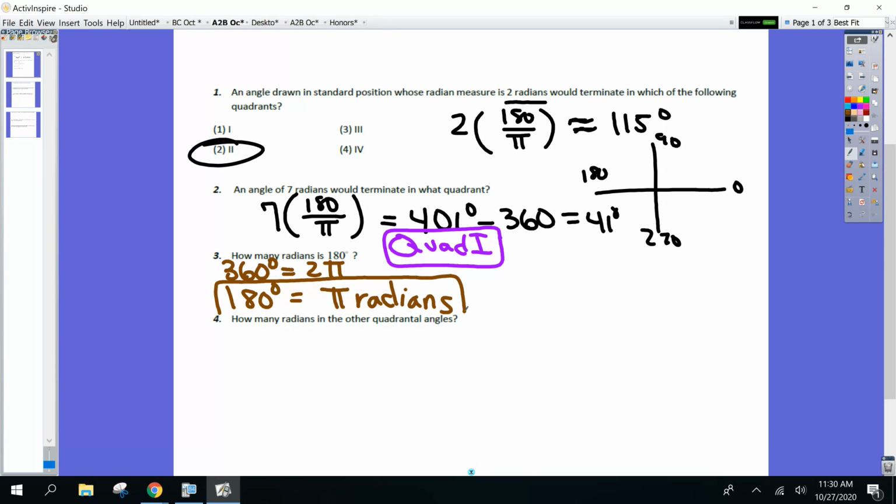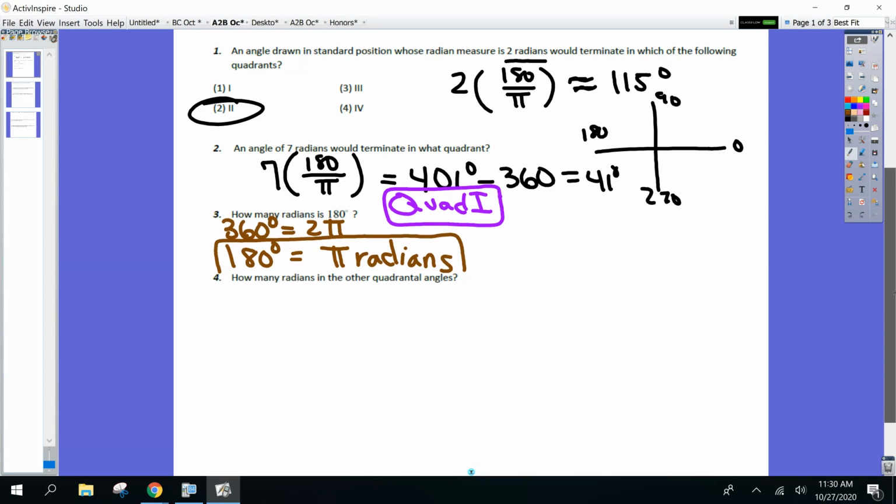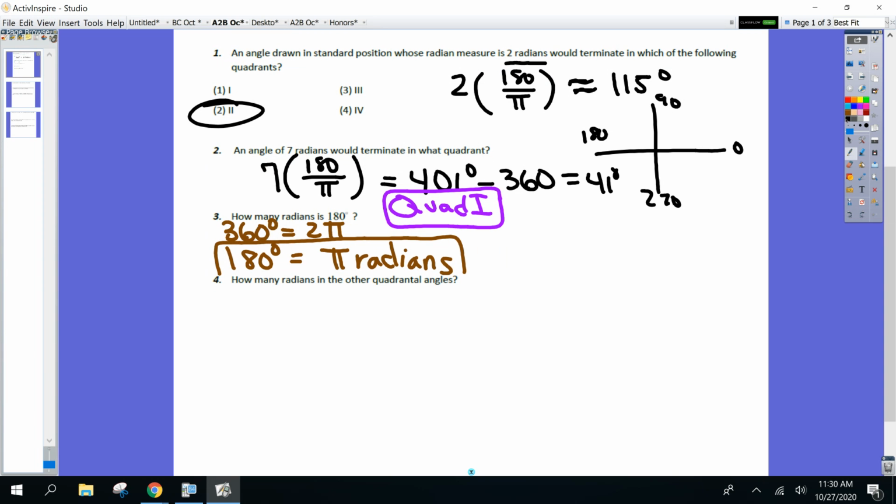What about the other quadrantal angles? Quadrantal? Let's review those real quick. Remember, I got 0, 90, 180, 270, back to 360.